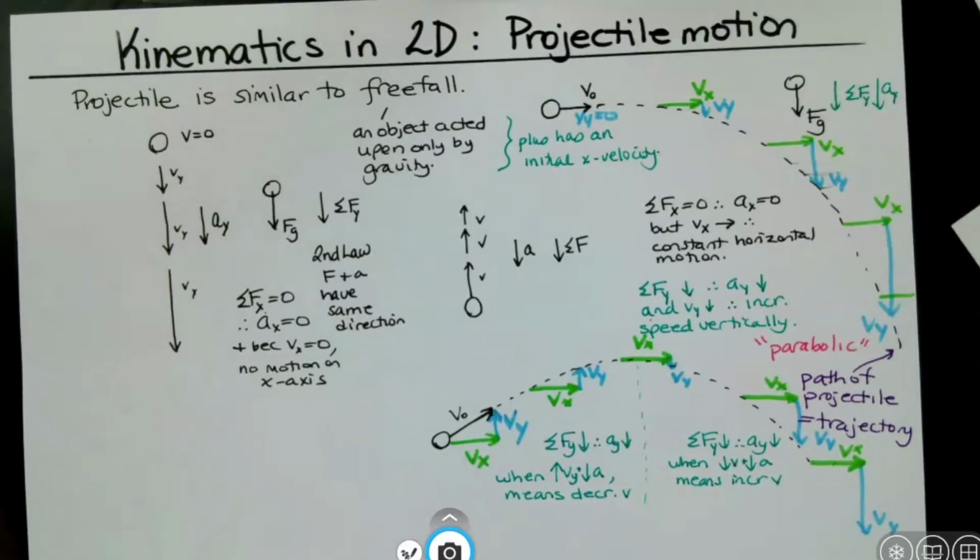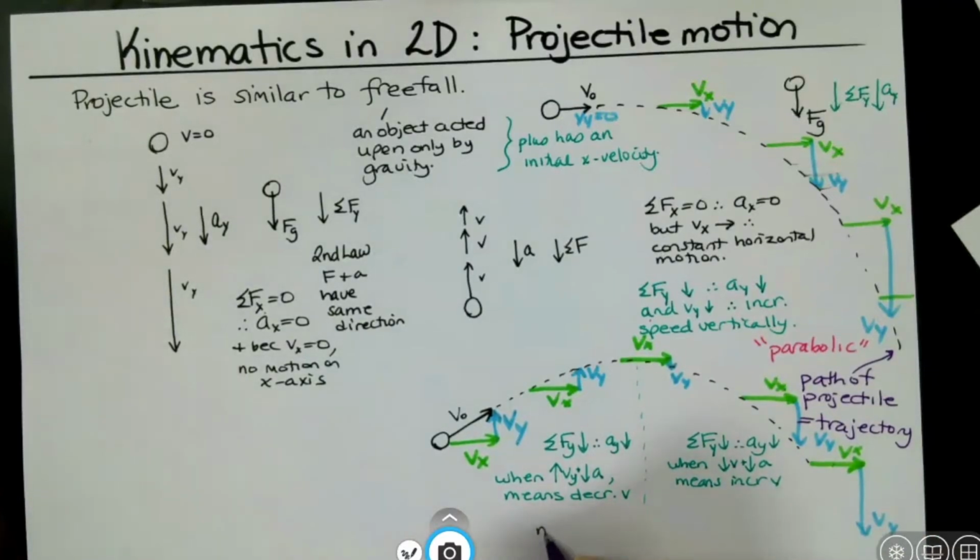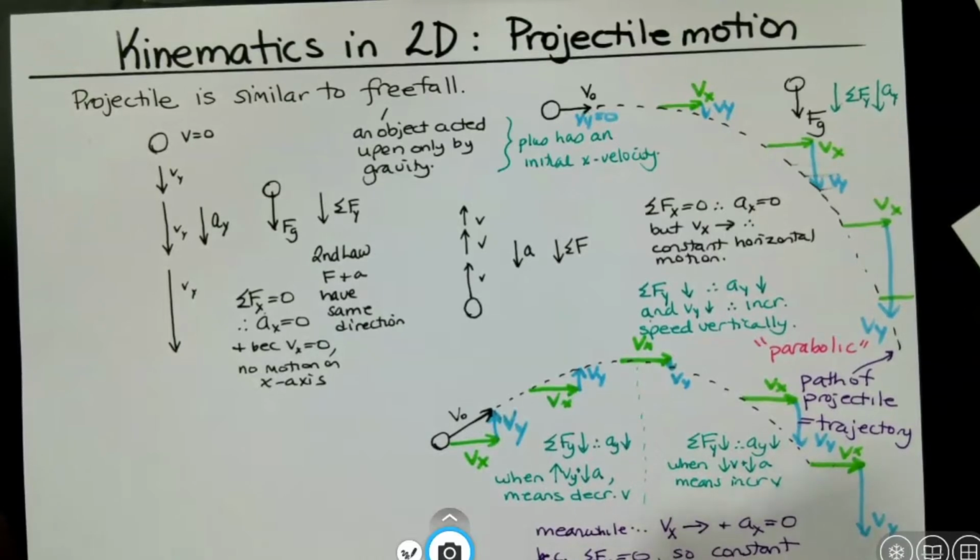While all that's happening, meanwhile, Vx is this way, and acceleration on the x is equal to 0 because there's no net force on the x. Constant horizontal motion. These things are happening simultaneously. So don't let that confuse you.